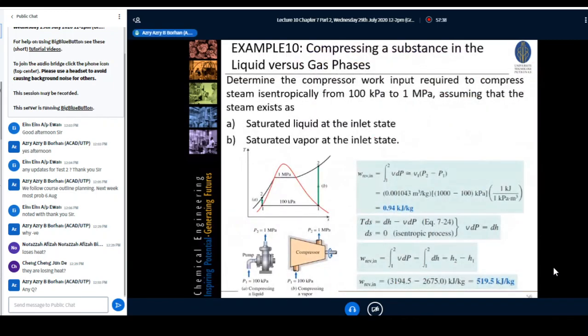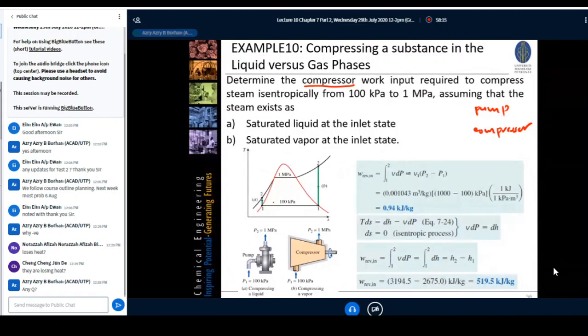Let us take a compressor and also a pump system. Now from this example, it says: determine the compressor work input required to compress steam isentropically from 100 kilopascal to 1 megapascal, assuming that the steam exists as (a) saturated liquid at the inlet state, and then (b) saturated vapor at the inlet state.